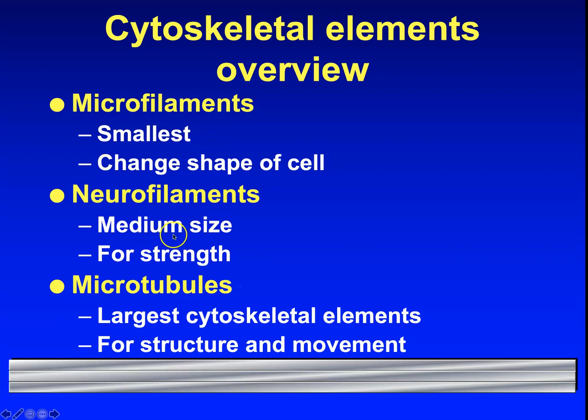Neurofilaments, these are the most common. These are going to give strength and structural rigidity, as well as support. These give structural support and strength to the axon. These are the most common ones. But the ones I'm going to spend time with are the microtubules. These are the largest cytoskeletal elements, and these are for structure down the axon and for movement.